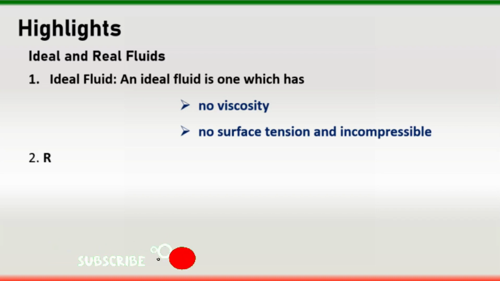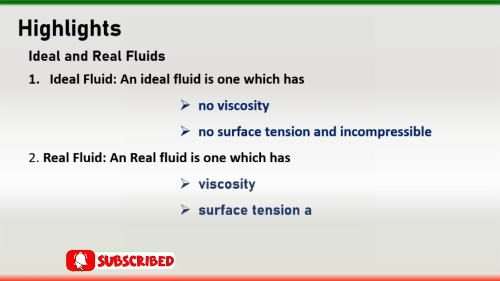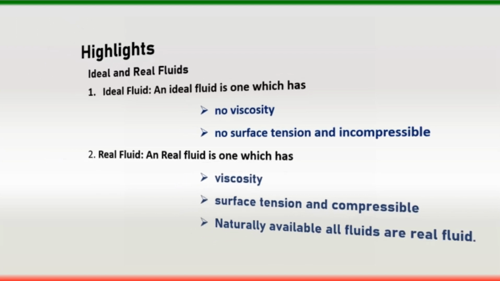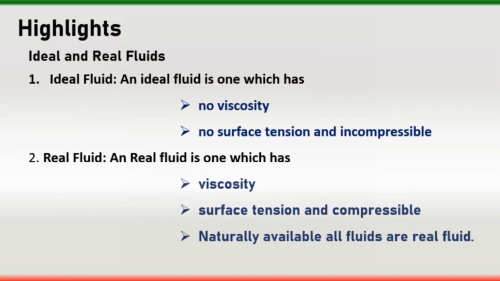On the other hand, a real fluid is a practical concept representing most fluids found in nature. Real fluids have the following properties. Viscosity. Real fluids exhibit viscosity, which is the internal resistance to flow. Viscosity causes fluid layers to slide past each other and affects the flow behavior. Surface tension. Real fluids possess surface tension. The cohesive forces at their surface tend to minimize surface area.